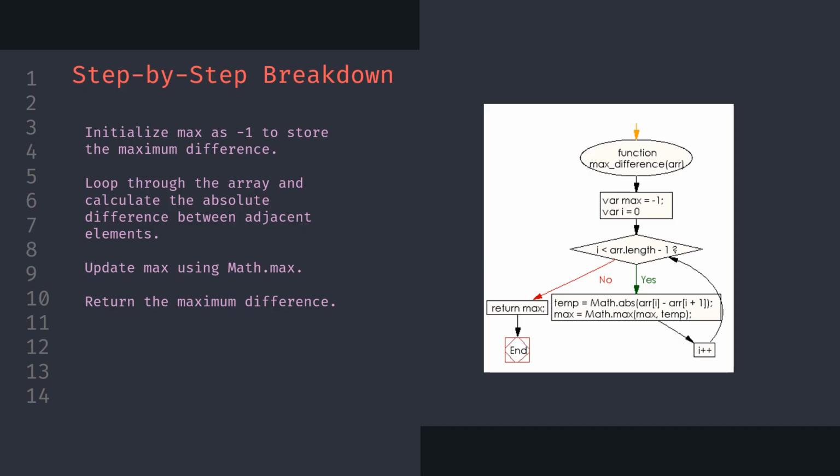Here's how we break it down step by step. First, we initialize max as -1 to store the maximum difference. Second, we loop through the array and calculate the absolute difference between adjacent elements. Then, we update max using Math.abs. Finally, we return the maximum difference.